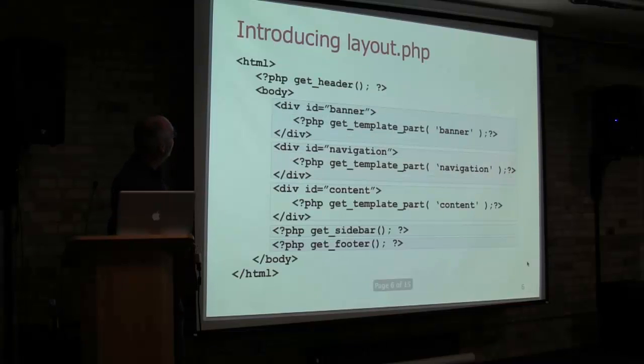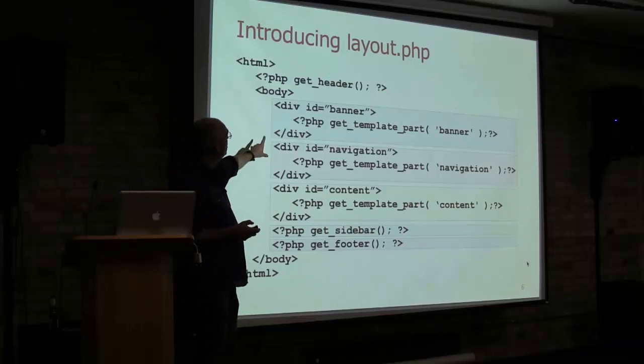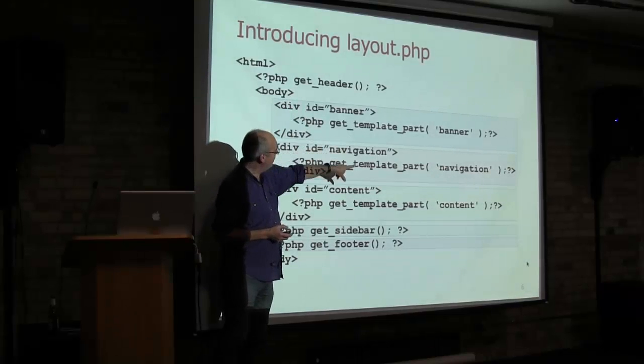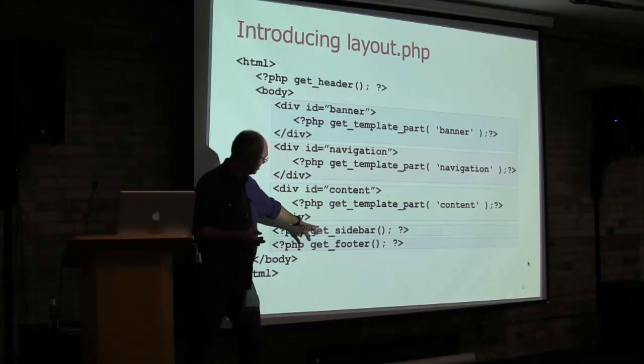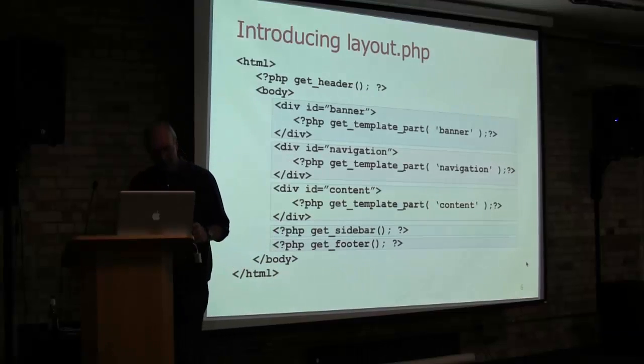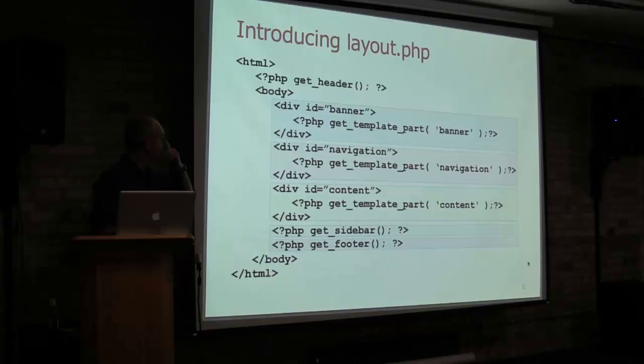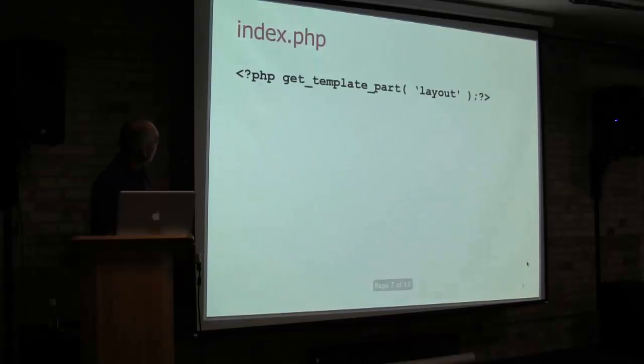And so I came up with a file called layout.php, and you can see it's very similar to the previous slide that I showed you, with the simple HTML, but it's using WordPress functions to actually pull in the various bits: a header, a banner, some navigation, some content, sidebar and footer. So what I'm doing is breaking down the components of the theme into smaller bits. And now my index.php looks like that.